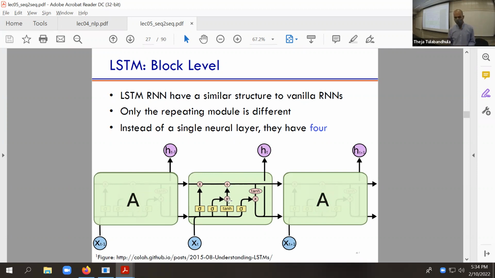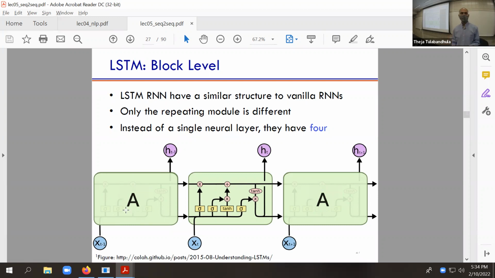Okay, but this is not the only way. People have experimented with many different variations. There's another popular variation called gated recurrent unit, GRU, which is also a replacement for this green box. And you can vary in many different ways. It's just that some patterns have emerged to be really good.